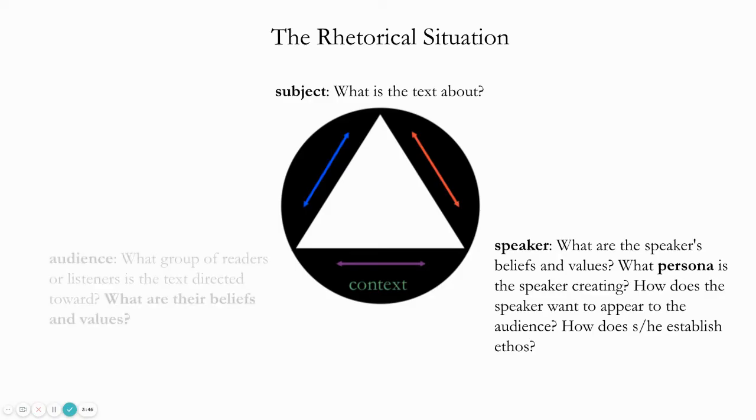And speaking of audience, with audience, we're really always talking about intended audience. What group of readers or listeners is the text directed toward? So while it is almost always true that a variety of people and types of people could have access to and could see the text, when we're talking about audience, we're thinking about who do I most want to move? What person or group of people am I targeting? And that's your intended audience. And anytime we talk about audience, that's really what I'm talking about.